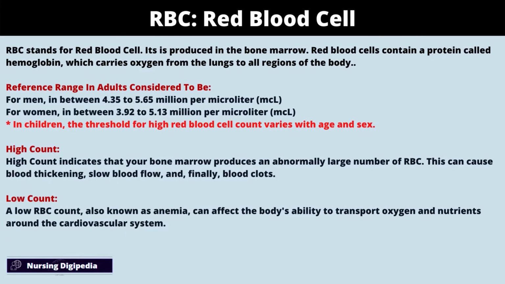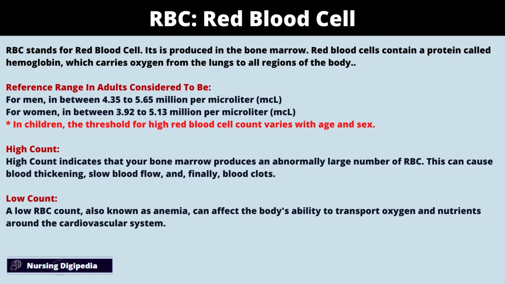RBC stands for red blood cell. It is produced in the bone marrow. Red blood cells contain a protein called hemoglobin, which carries oxygen from the lungs to all parts of the body. Reference range is for men between 4.35 to 5.65 million per microliter, for women between 3.92 to 5.13 million per microliter. In children, the threshold for a high red blood cell count varies with age and sex.